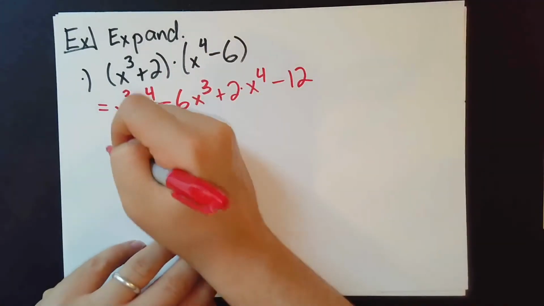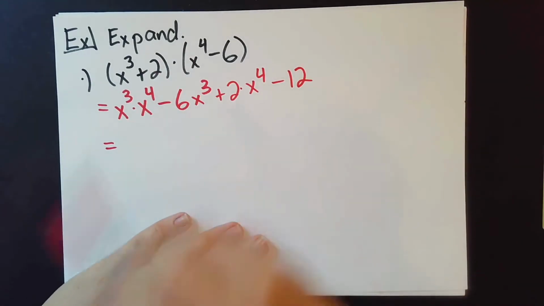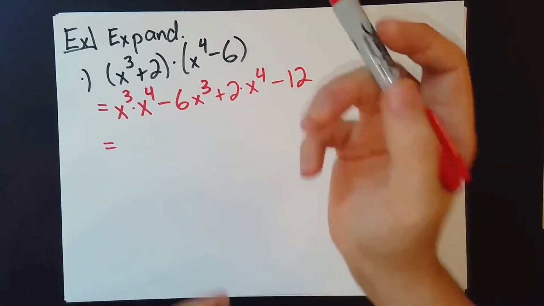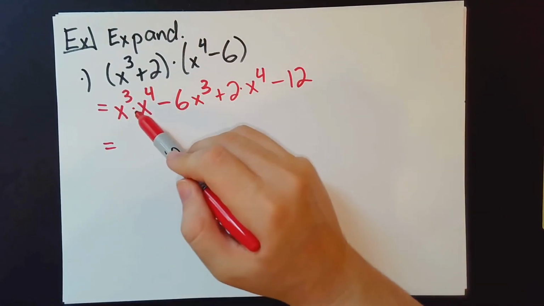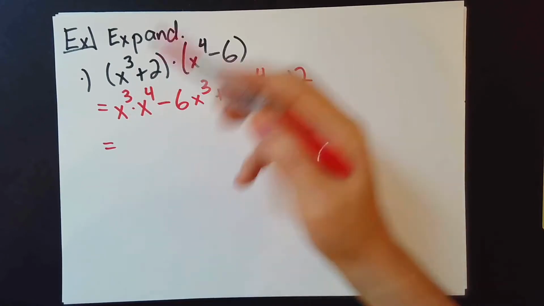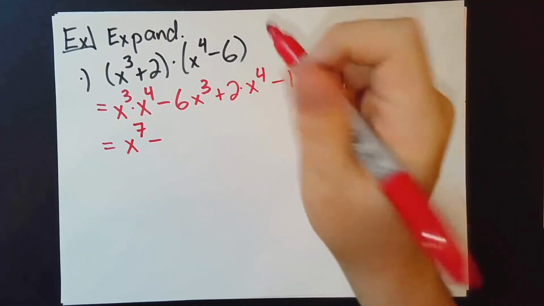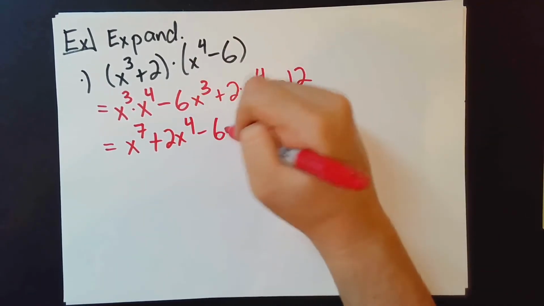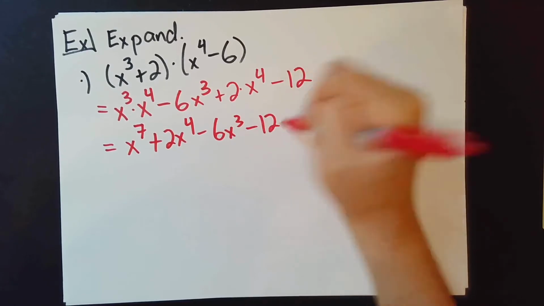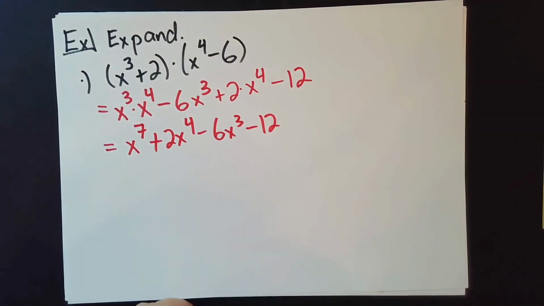The thing I want to make sure of in this exercise is that when I combine an x cubed and an x to the 4th, I always do it correctly, which is to say these are two things with a like base that are being multiplied, so I add the exponents. So I get x to the 7th, plus 2x to the 4th, minus 6x cubed, minus 12. I just put this first because it's a higher power of x.